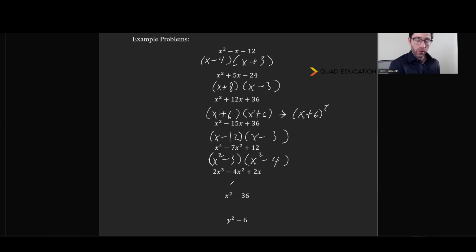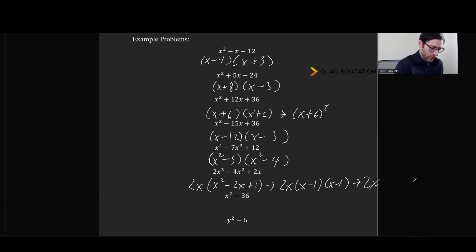And for another sort of tricky one here, actually what we're going to do with this one is pull out a factor of 2x. So 2x, and then what we're left with inside is x squared minus 2x plus 1. And that's pretty clearly just going to be x minus 1 squared. So 2x times x minus 1 times x minus 1, which if you want to be thorough, I suppose you could just call 2x times x minus 1 squared.